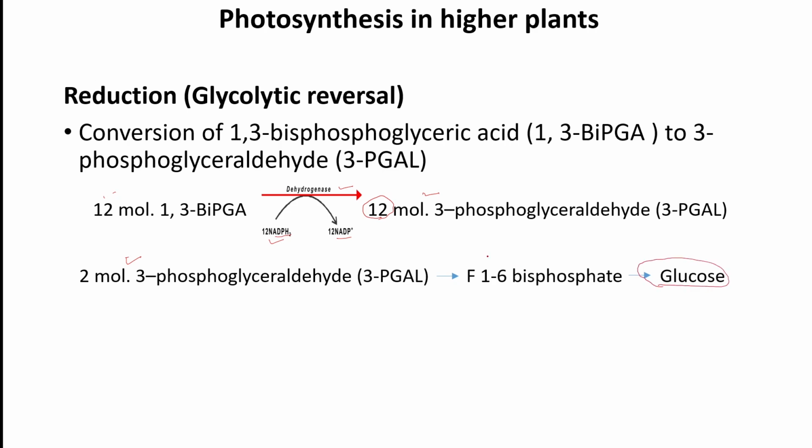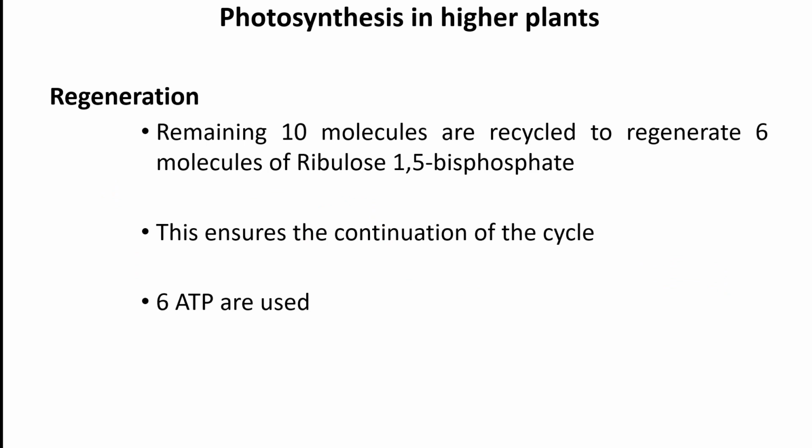So all these reactions are the reverse of glycolysis. In glycolysis, glucose is broken down into smaller molecules, and finally pyruvic acid is produced. Here, 3-phosphoglyceraldehyde follows a pathway which is the reversal of glycolysis, and glucose is finally produced. Now, the third phase is the regeneration phase.